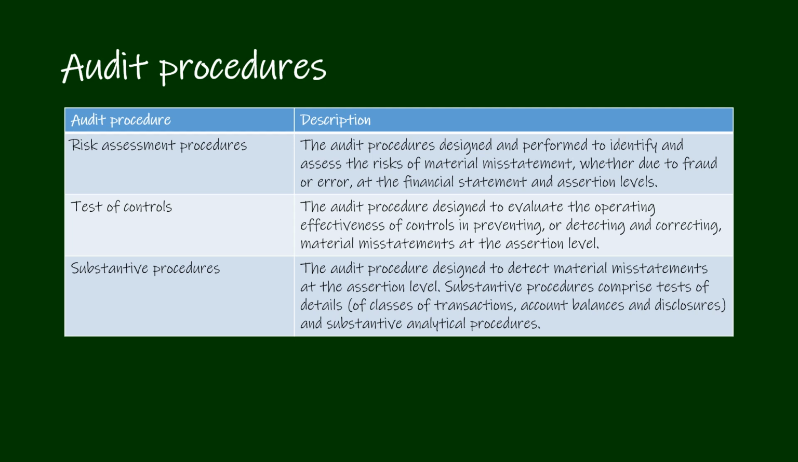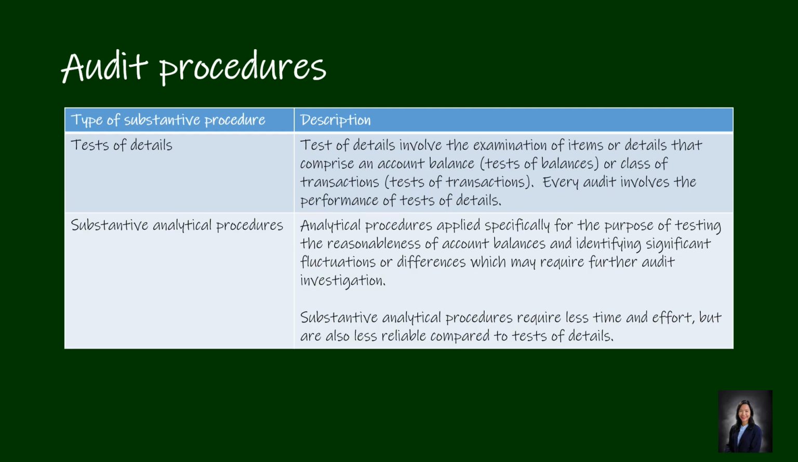So just to draw out the difference in the types of substantive procedures, when you talk about test of details, these involve the examination of items or details that comprise an account balance when you test the balances or a class of transactions when you test the transactions. Take note that every audit involves the performance of test of details. We said a while back, risk assessment procedures and substantive tests are required. In the case of substantive tests, test of details are required.